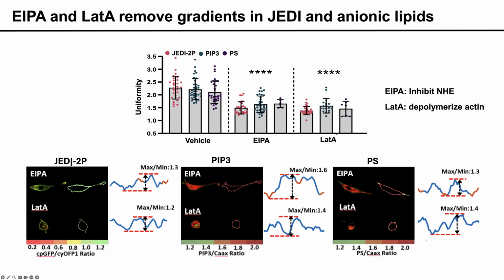So it behaves almost exactly like latrunculin, which disrupts the actin cytoskeleton, right? Everyone knows the actin cytoskeleton is involved in cell polarity. And if you look at the sensors for PIP2, PIP3, and PS, for all of them, if you add either latrunculin or EIPA, you can remove the anisotropy that you observe. So they are part of the cell polarity mechanism.